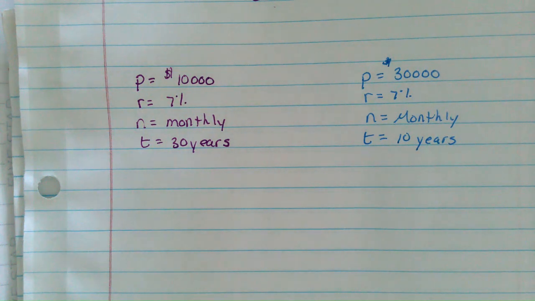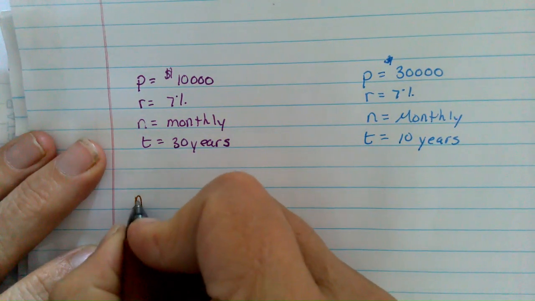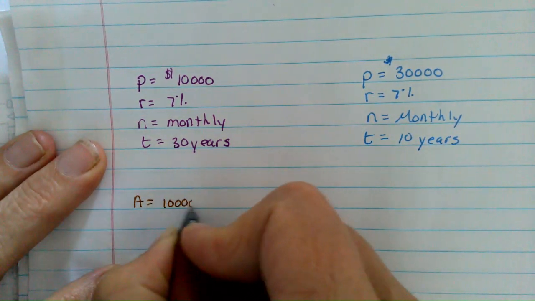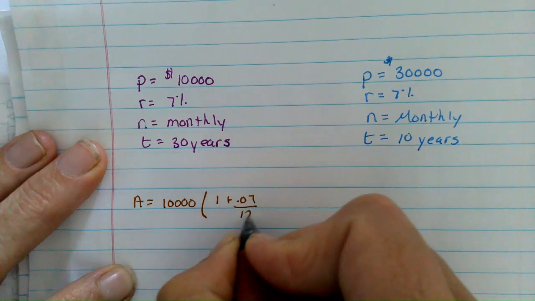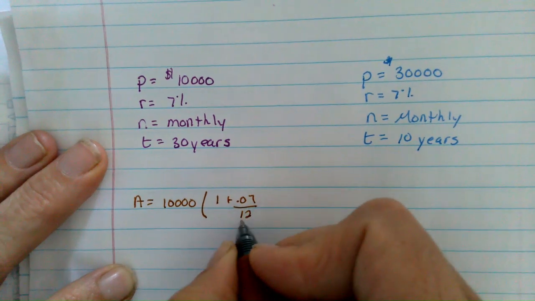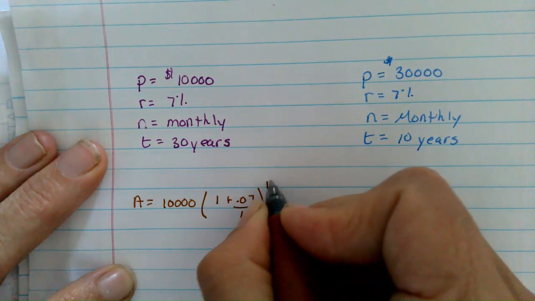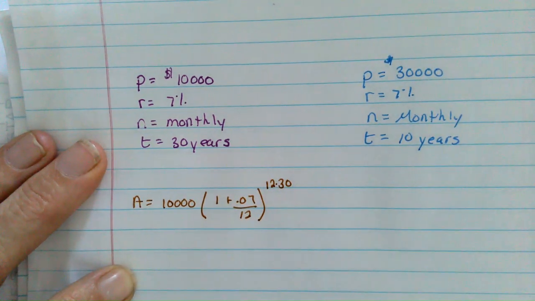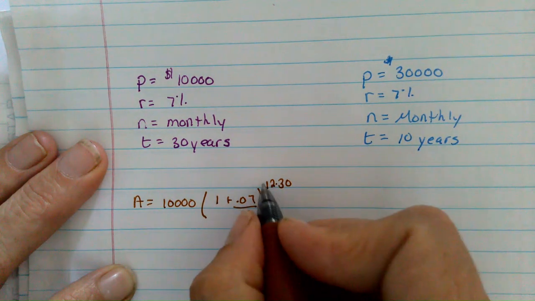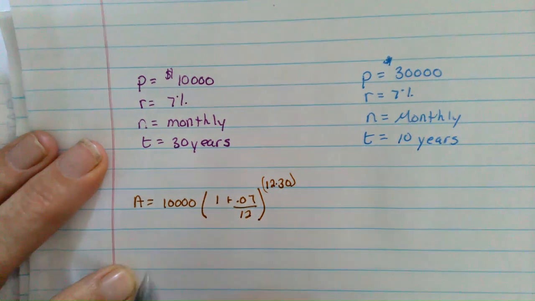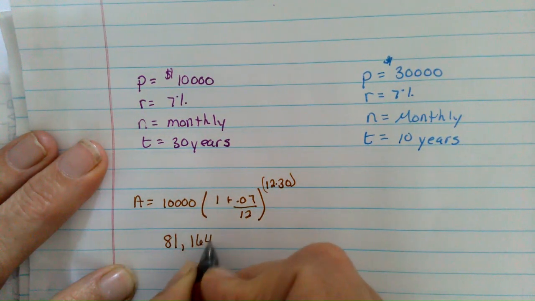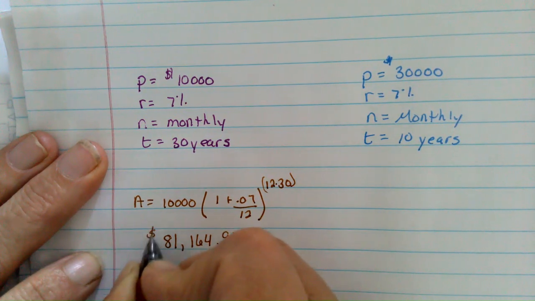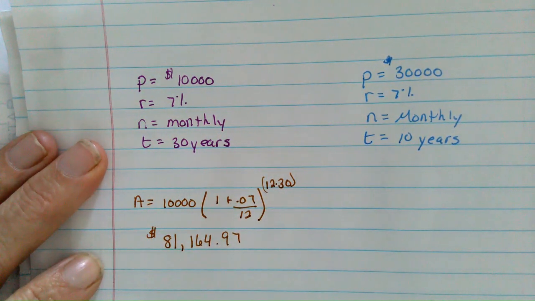Okay, so that's where we're going to take that formula. These do not say continuously, they say monthly, so I have to use the longer formula. A equals 10,000. Monthly is 12 times a year, so 1 plus 0.07 over 12, to the 12 times 30. If we type that in a calculator, remember parentheses around that power, you'll find out that this will have a balance of $81,164.97. Okay, do you want that one today?